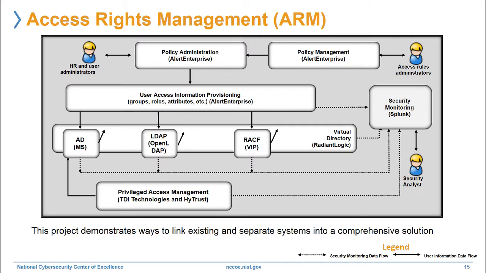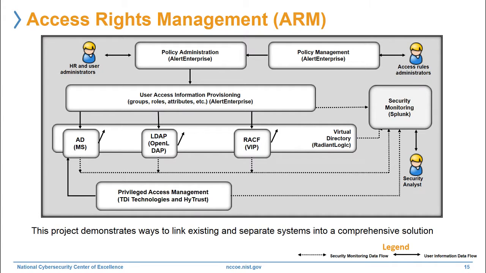This is the architectural diagram for our proposed solution. You'll see at the top right policy management. That is the part of the solution where policies are implemented or created within a workflow system. Policy administration, which is the user interface for manual changes that have to occur to directories from time to time, as well as the interface for the HR system to handle most of the changes that occur.